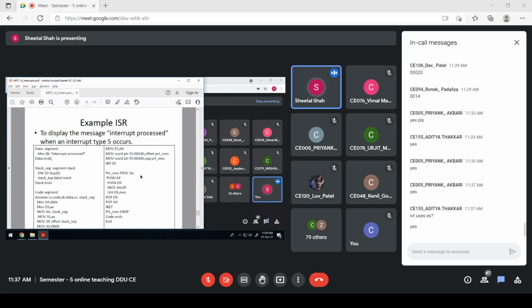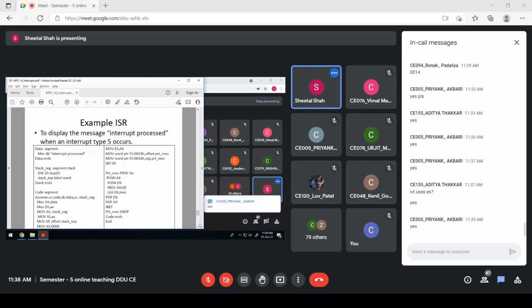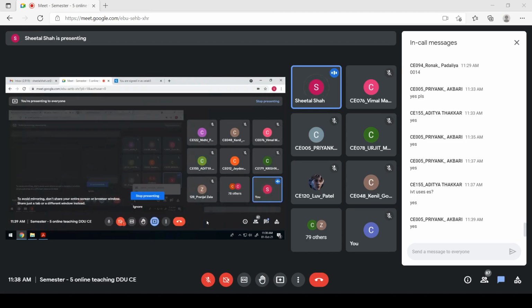So do you want me to write some program practically, I mean, in the assembler and show you? Okay. So in the next lecture, we'll write one program for interrupt 0, and we'll see how it works.